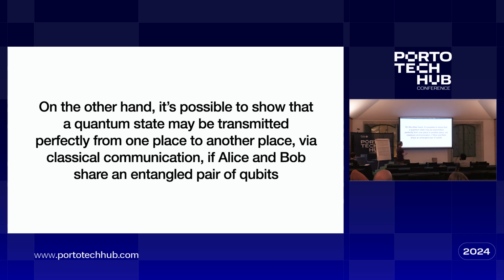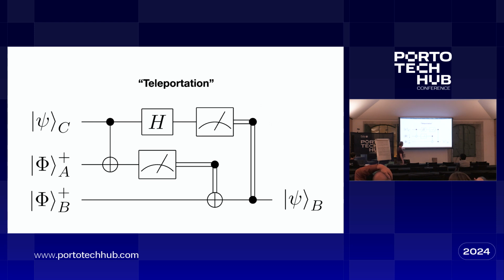On the other hand, it's possible to show that a quantum state may be transmitted perfectly from one place to another using classical communication if Alice and Bob share an entangled qubit at the start. But does that violate no-cloning? No, because Alice destroys the state of her qubit in the process. This is called teleportation. The circuit is quite simple, right?